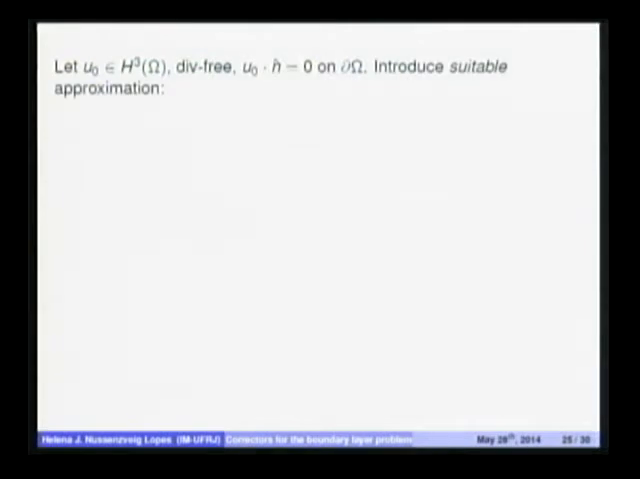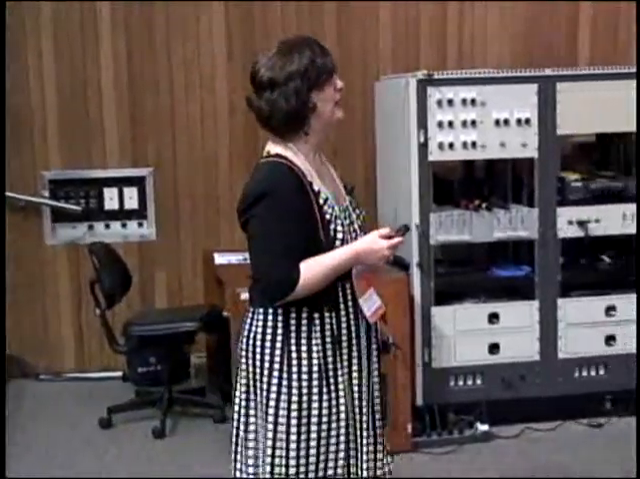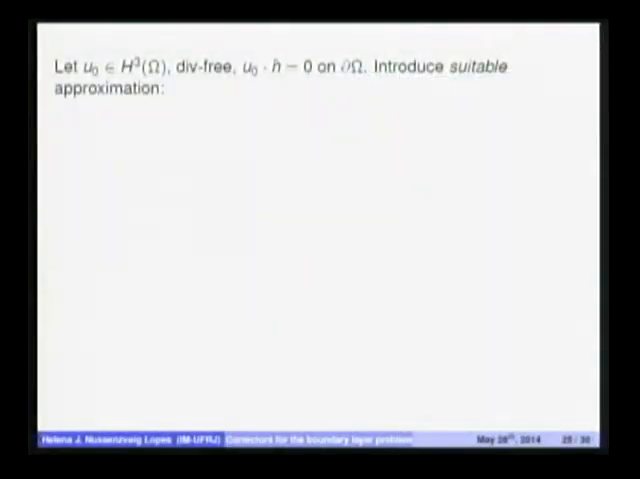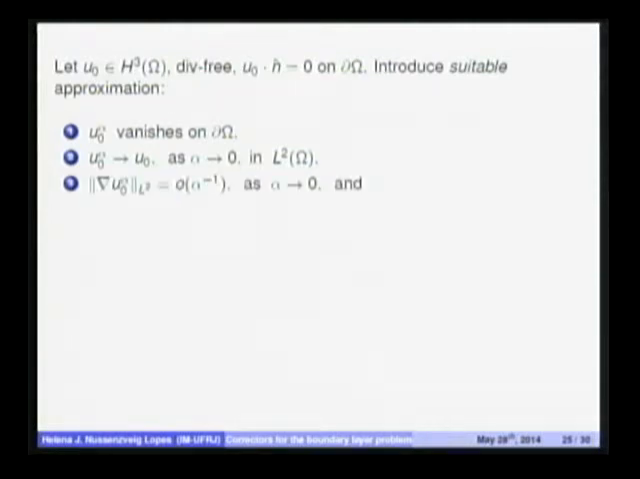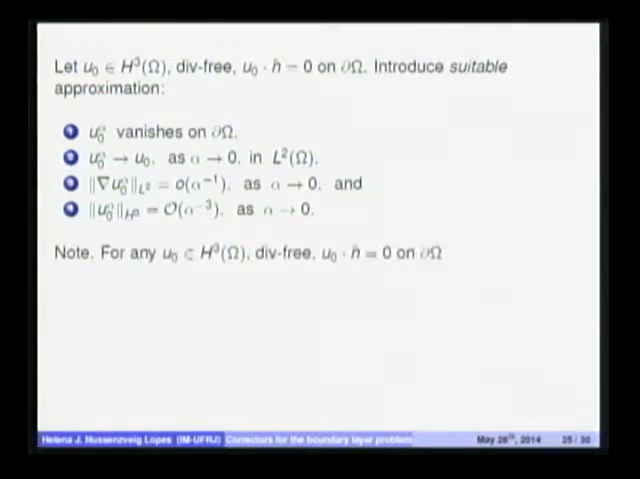Okay, so I'm going to introduce something called the suitable family of approximations. If I take an initial velocity u naught which is in H3, divergence-free and tangent to the boundary, I'm going to say that u0 alpha is a suitable approximation to this if it vanishes on the boundary, converges to u naught in L2 when alpha goes to 0, its gradient is little o of 1 over alpha, that's the initial data assumption, and the H3 norm is of the order of 1 over alpha cubed.